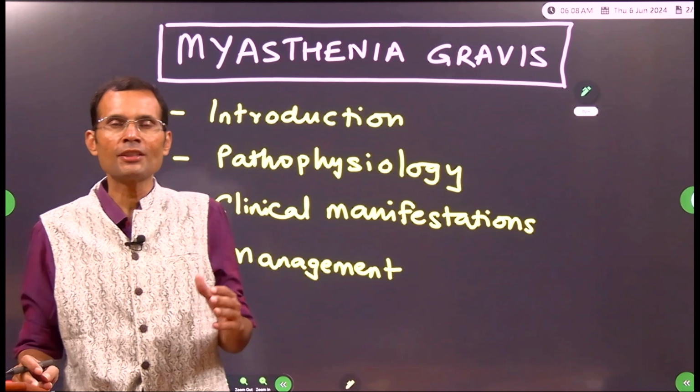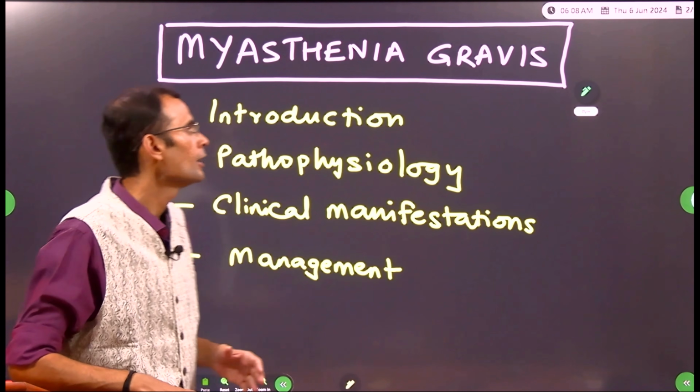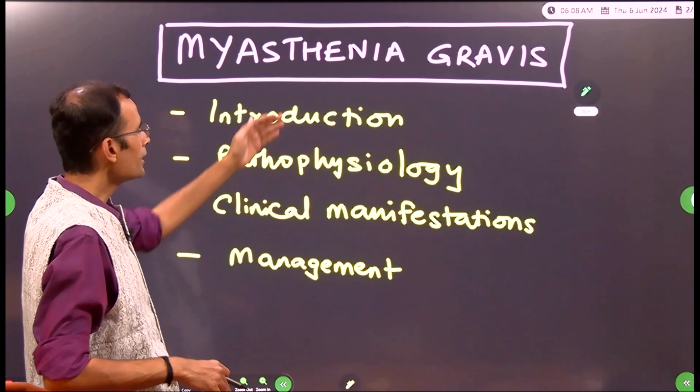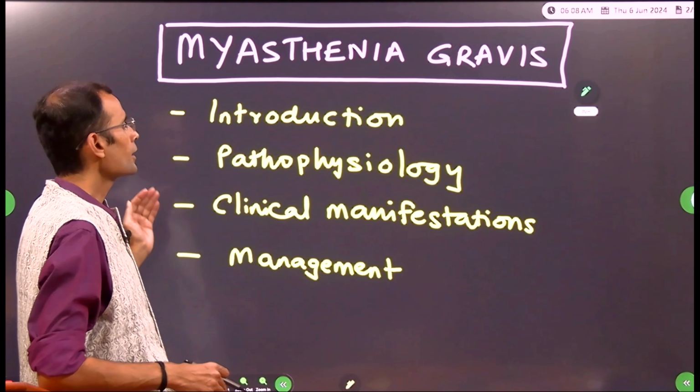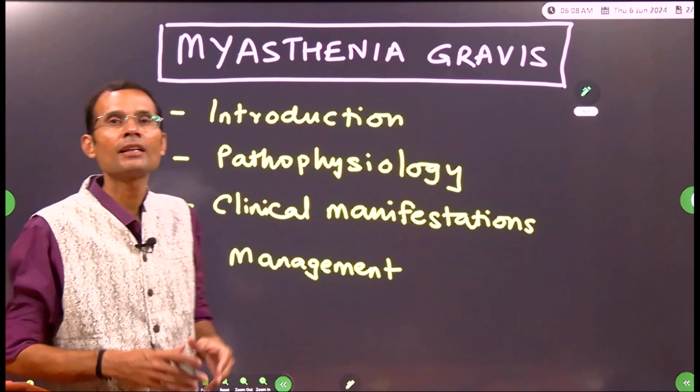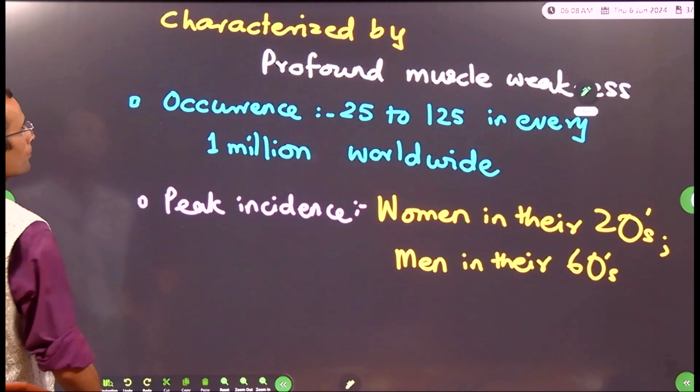If you are a first year student about to write the exam and it's a short note on myasthenia gravis, you can divide the answer in these four parts: introduction, pathophysiology, clinical manifestations, and the management. So let's talk about them one by one.